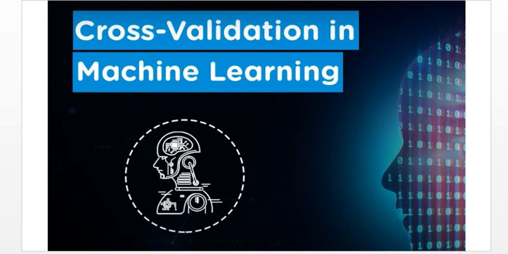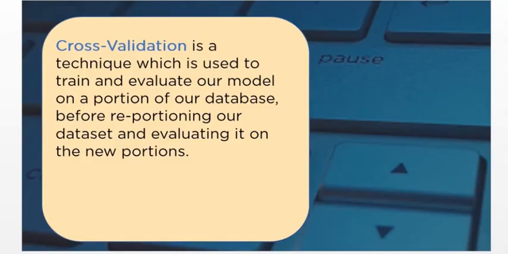A formal definition would be: cross-validation is a technique used to train and evaluate our model on a portion of our dataset before resampling it and evaluating on new portions. It is a resampling technique used to evaluate the performance of a machine learning model by dividing the dataset into training and testing subsets multiple times.